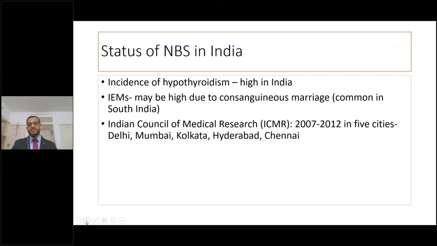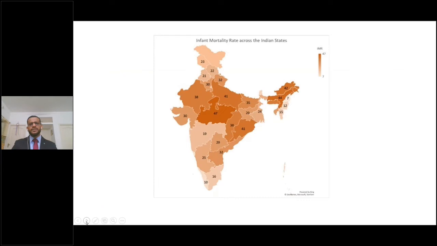So to identify incidence of these common disorders, in 2007 to 2012, Indian Council of Medical Research conducted newborn screening tests based on these 5 cities: Delhi, Mumbai, Calcutta, Hyderabad, and Chennai. So in this, what they found was that incidence of congenital hypothyroidism was 1 in 1500 in the northern city of Mumbai. Congenital adrenal hyperplasia was 1 in 9,983. That is 1 in close to 10,000.